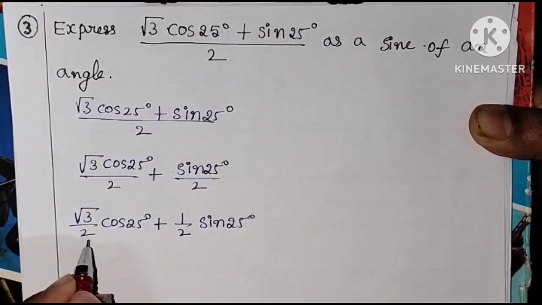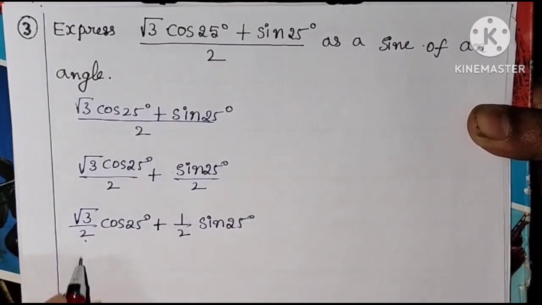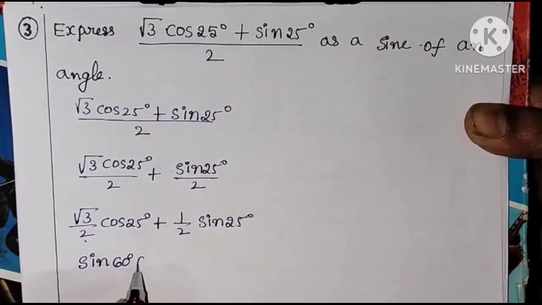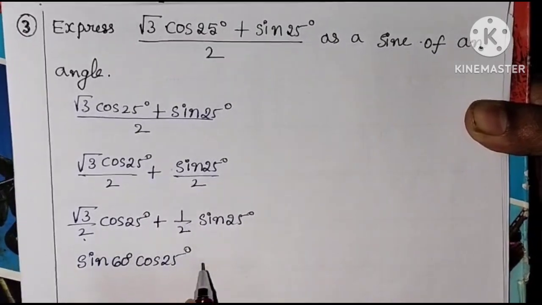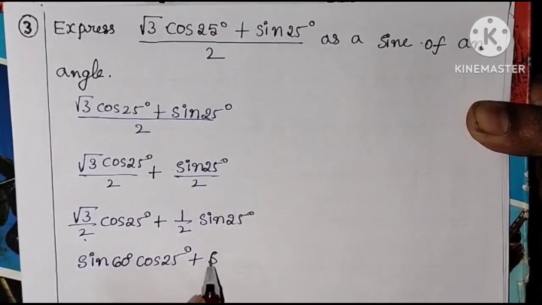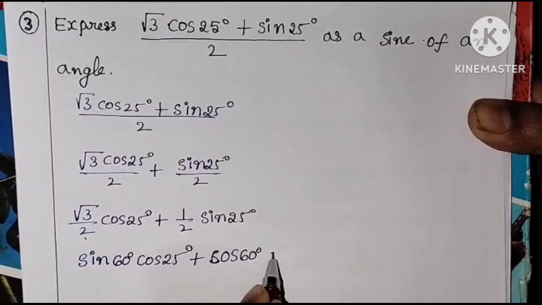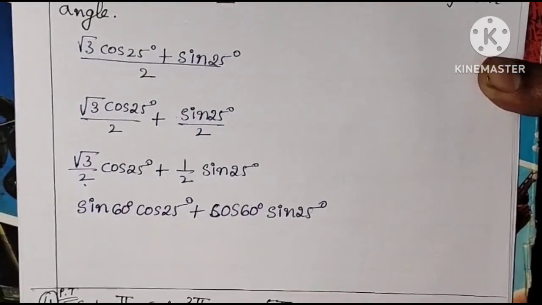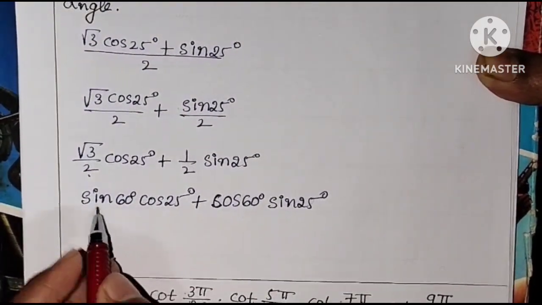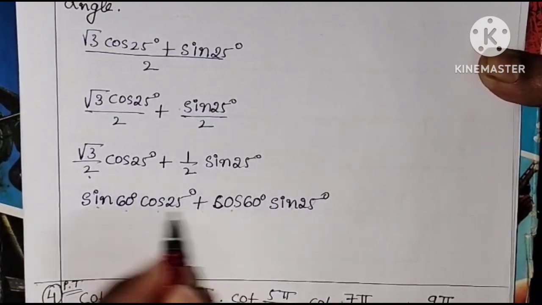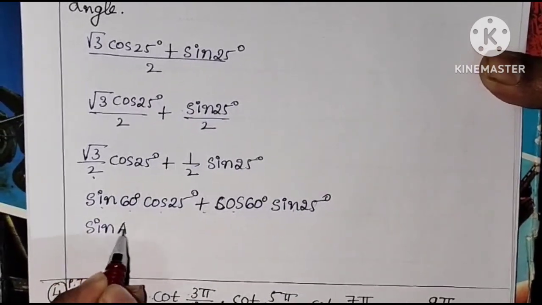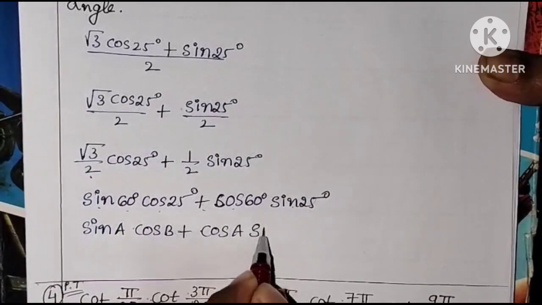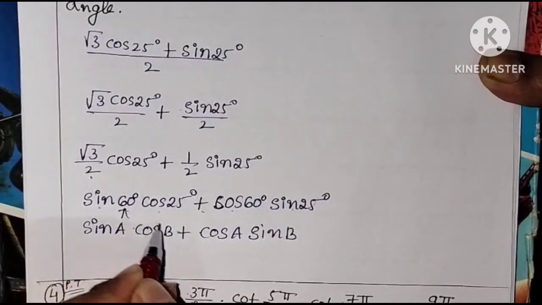Okay, so root 3 by 2 means we can write it in terms of sine 60 degrees, cos 25 degrees, plus 1 by 2 means cos 60 degrees, sine 25 degrees. Now this is like sin A cos B plus cos A sin B, where A is equal to 60 degrees, B is equal to 25 degrees.